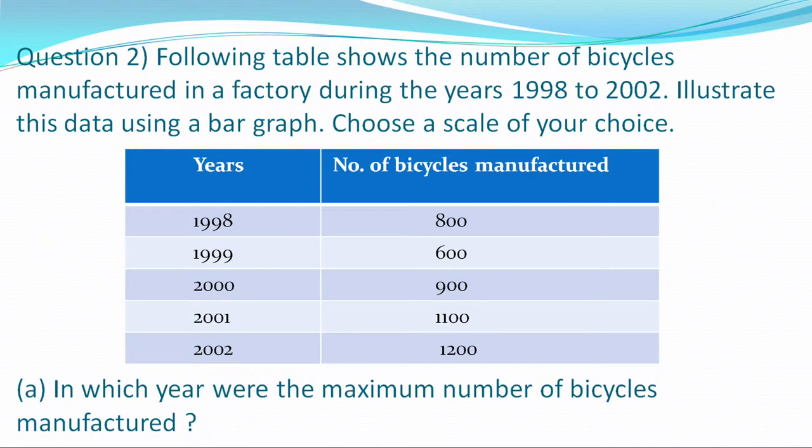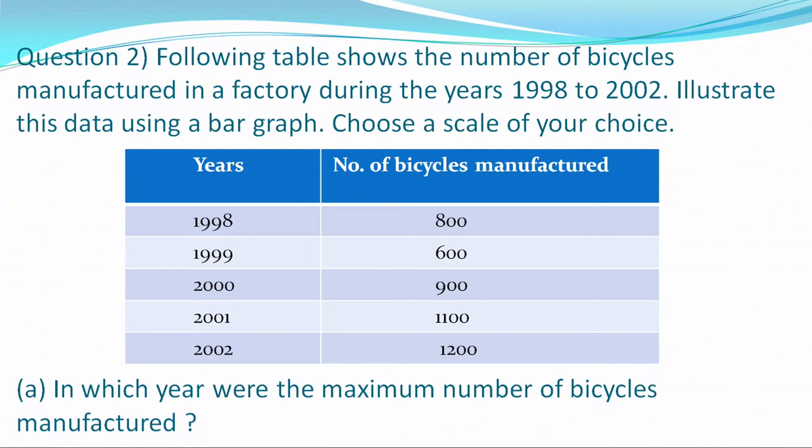In the year 1998, we can see 800 bicycles were manufactured in a factory. And in 1999, 600 bicycles were manufactured. In 2000, there were 900 bicycles. In 2001, there were 1,100 bicycles. And in 2002, there were 1,200 bicycles.